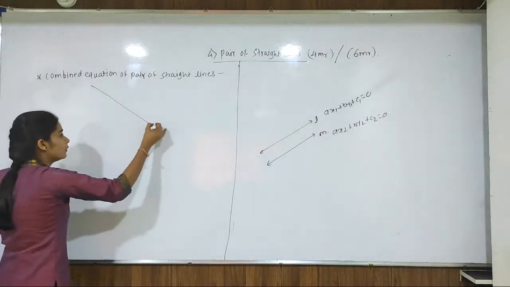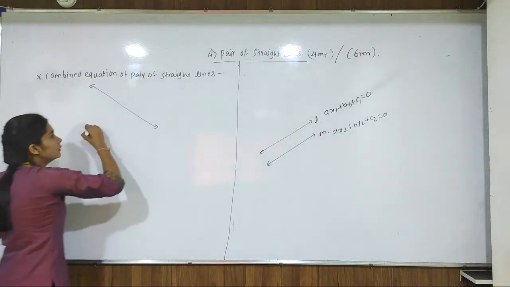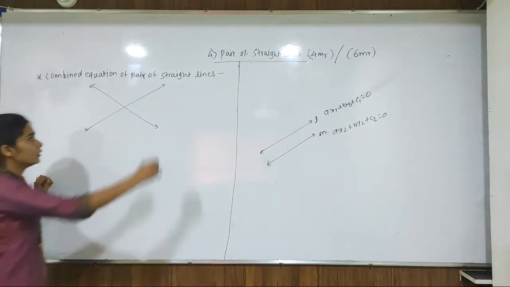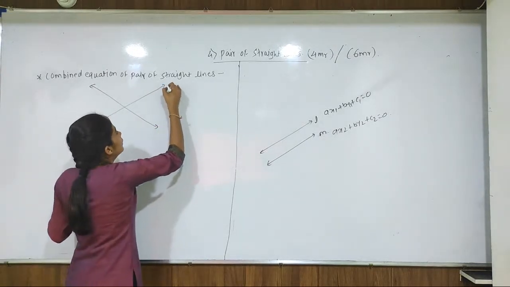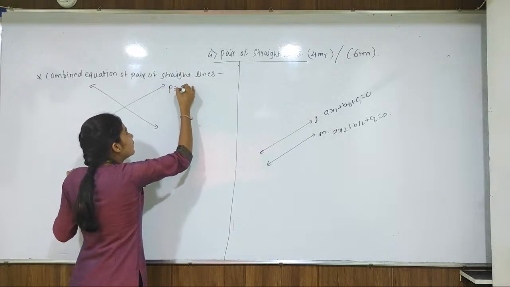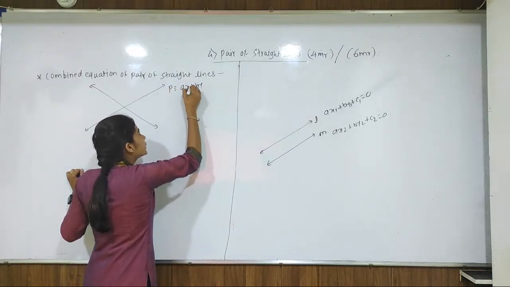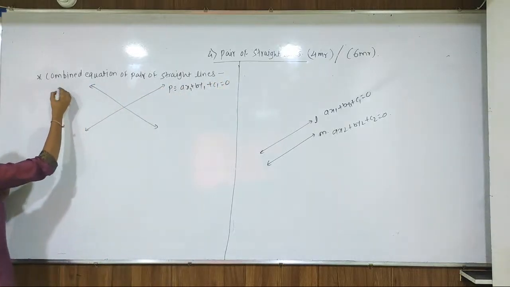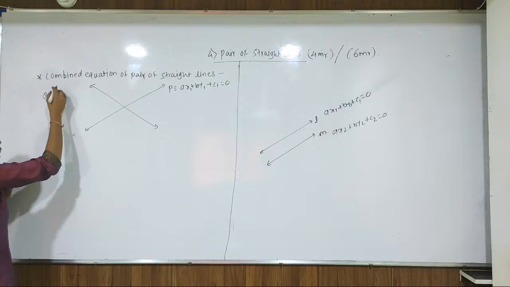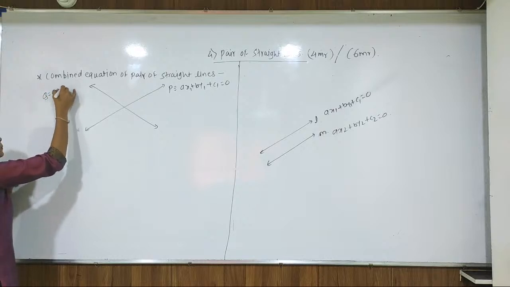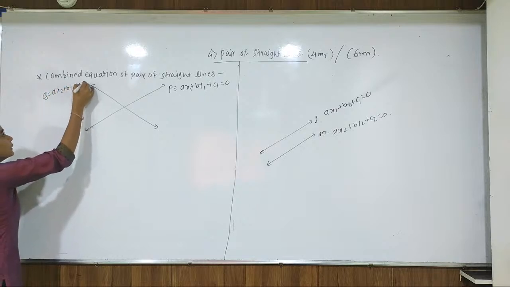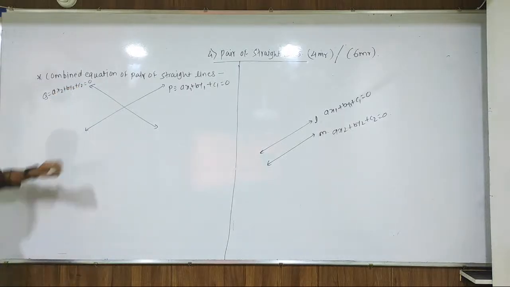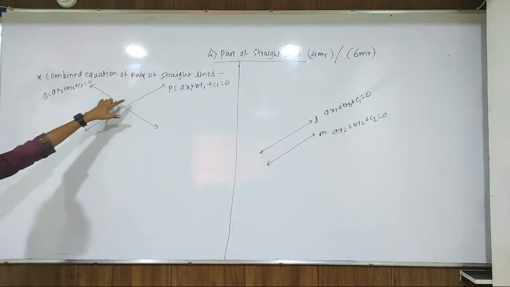So we have these two lines. Okay, they are intersecting each other. So this line is P: a x1 plus b y1 plus c1 is equal to 0, and this is our second line, Q: a x2 plus b y2 plus c2 is equal to 0. So these are the two equations. Okay. Now we have to find the combined equation of these two lines.